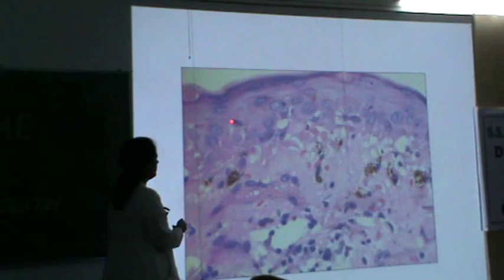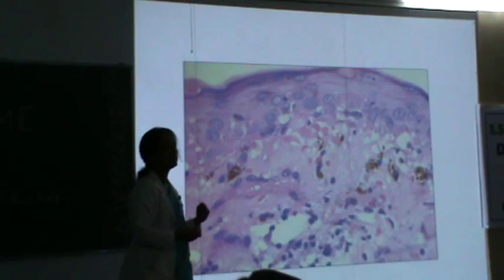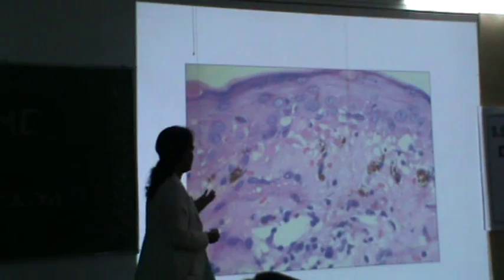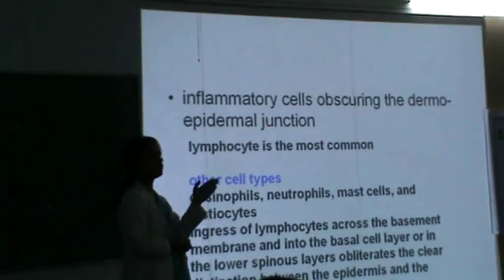This is the epidermis. This is the dermis. Where are they present? Yeah, the dermo-epidermal junction, the basal. There you go, there are many here. So next feature, sebaceous bodies is one.